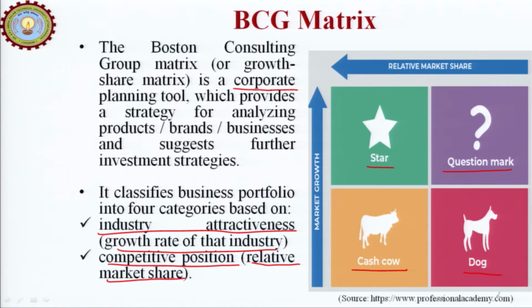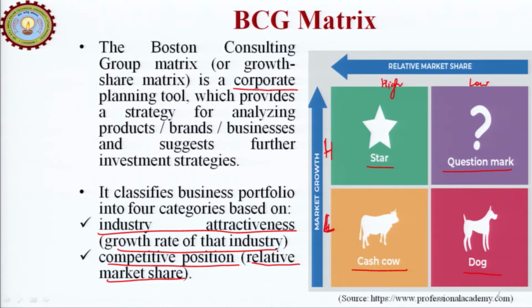Now, you can see that in the case of star, the relative market share is high. This will be high because the arrow is going from right to left, and this will be low, and here this will be high and this will be low, right. So, in case of star, both things are high.